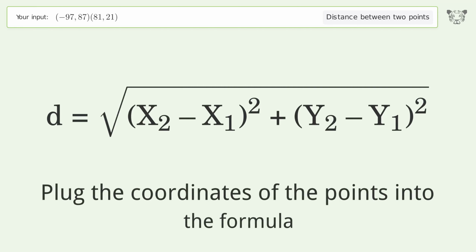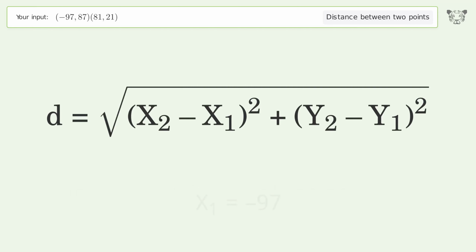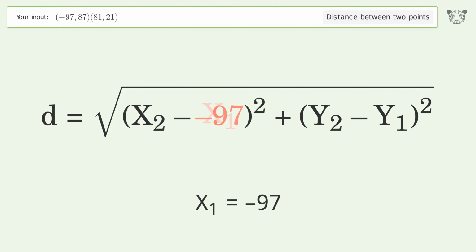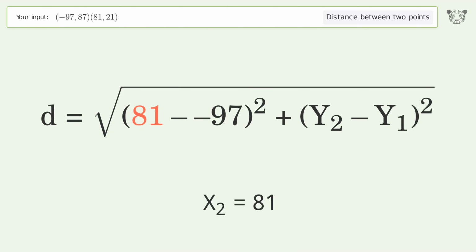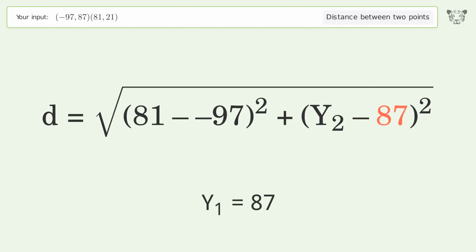Plug the coordinates of the points into the formula. x1 equals -97. x2 equals 81. y1 equals 87. y2 equals 21.